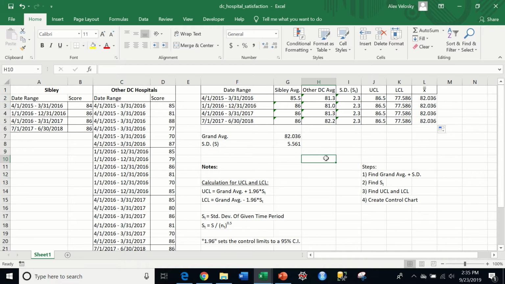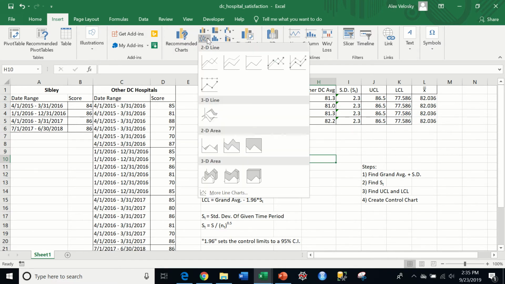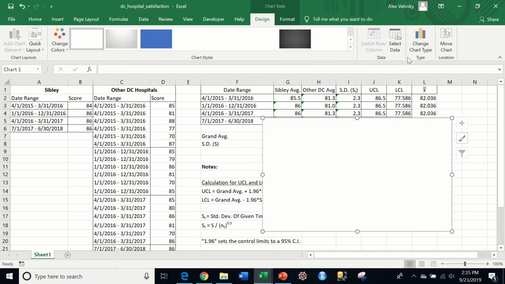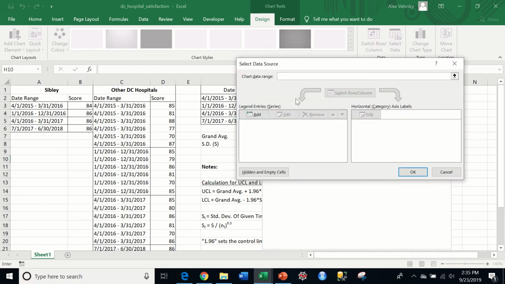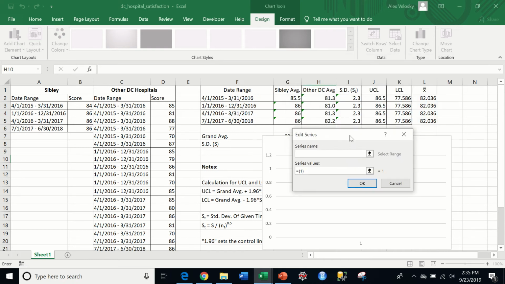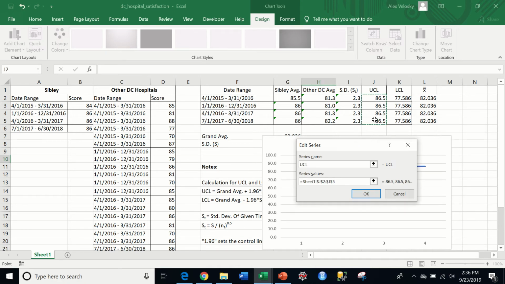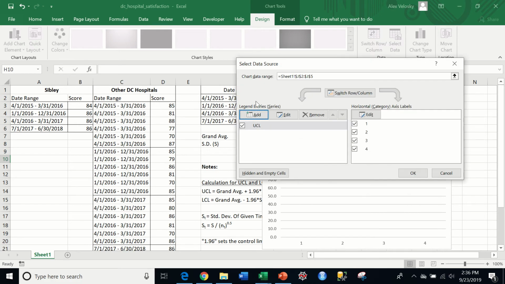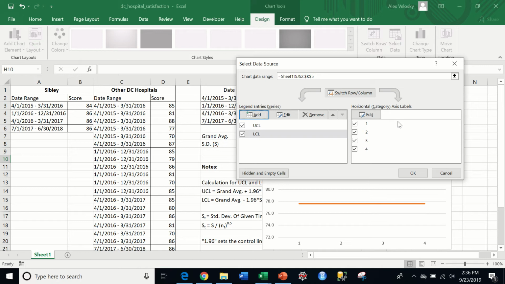All right, so now that we have all the necessary data points, we can create our control chart. I'm going to create a line graph. I'm going to select my data here. Normally I like to put in my upper and lower control limits first. So we're going to add a series. I'll name this one UCL for upper control limit. That will be our data points for that. Do the same thing for our lower control limit. We'll name that series LCL for lower control limit, and highlight our data for our lower control limit.